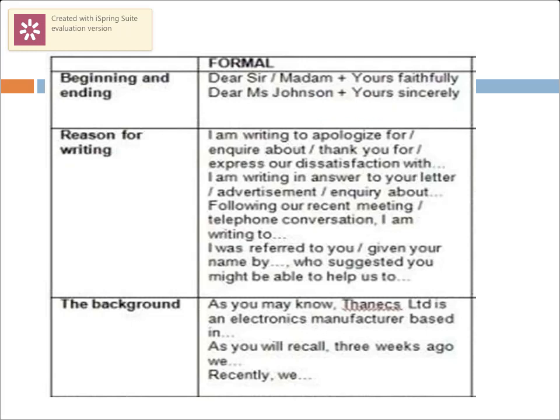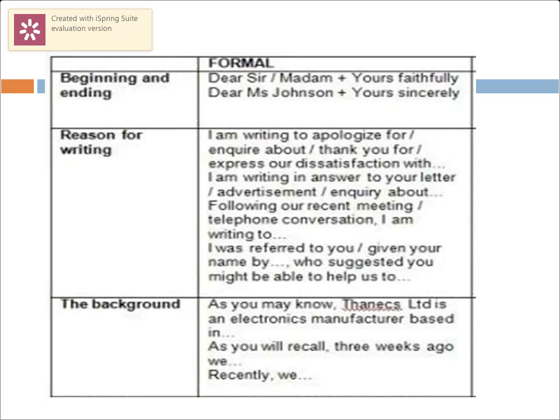Okay, now let's look at some phrases which will be helpful for us when we write a formal letter. This will help us as you write a real formal letter. Now, the beginning and ending. If you use dear sir or dear madam, the ending has to be yours faithfully. And if you're using the beginning as dear Miss Johnson or dear Mr. Johnson, the ending can be yours sincerely.